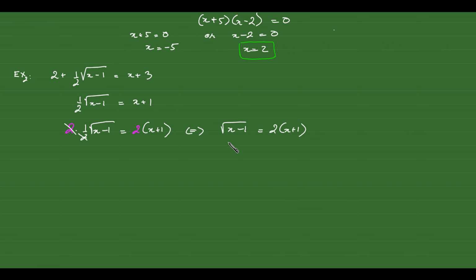And now what we have? We have over here 2 multiplied by the parentheses, so it means we can go ahead and distribute them. So 2x plus 2. And now, what we have here? We can recognize this is A, and this is B, right? And now we can apply the formula, which is we're gonna go ahead and square both sides, right? So you have x minus 1 squared equal 2x plus 2 squared.